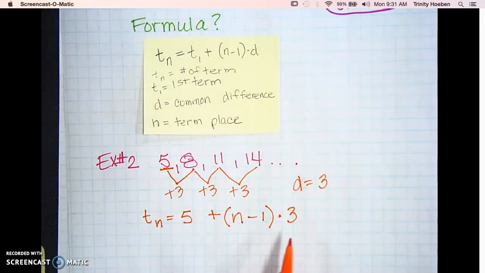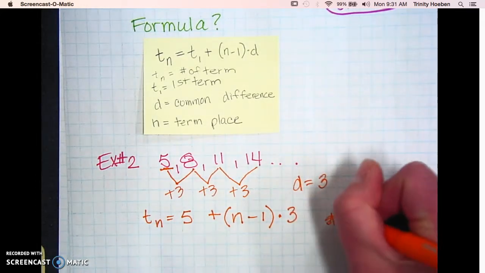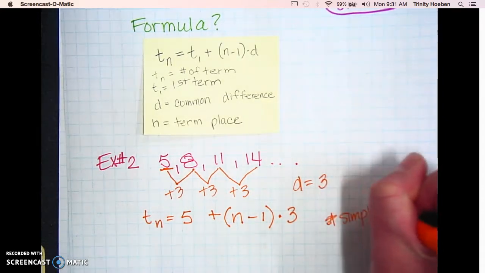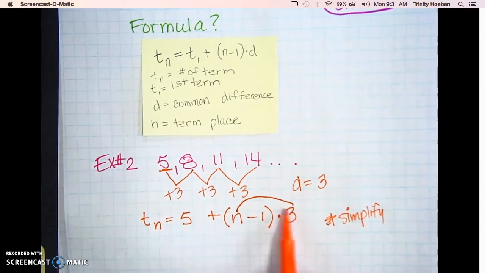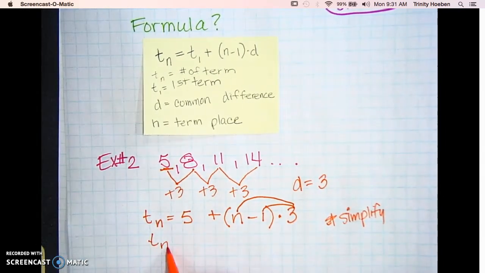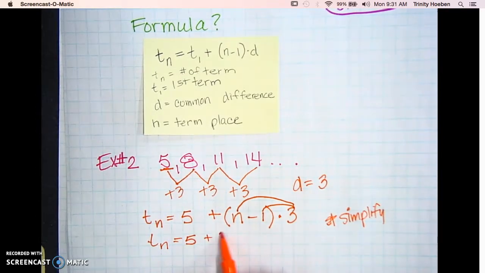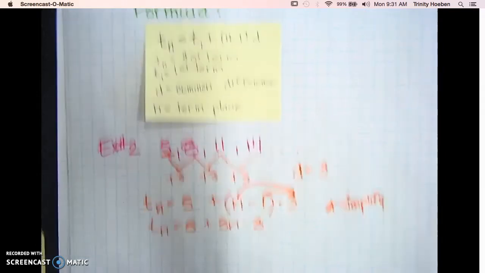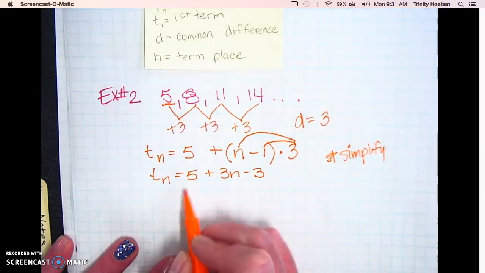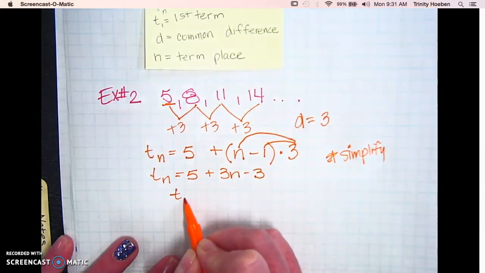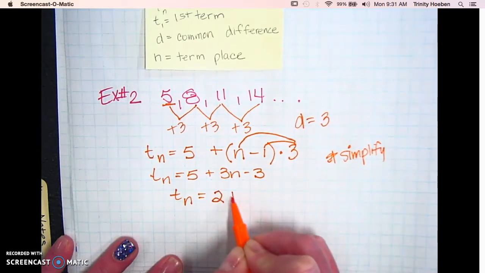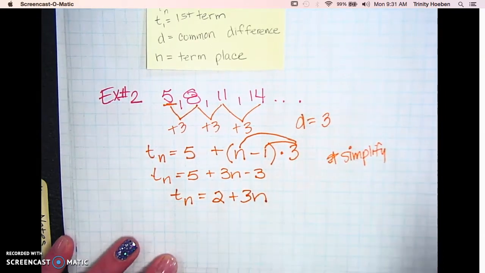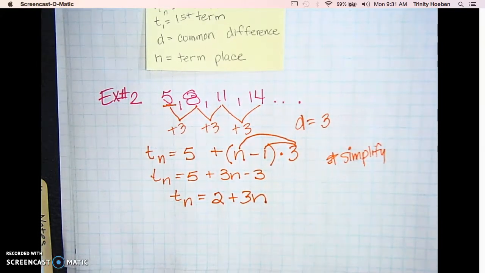All right, so we've got our equation. Now we're just going to simplify a little bit. So if you can simplify at this point, simplify. If you can't simplify, don't simplify. But in this case, I can distribute backwards here. So we're going to have T sub n equals 5 plus 3n minus 3. And then I have a 5 and a 3 that are like terms. So 5 minus 3 is 2. So I'm just going to rewrite it as T sub n equals 2 plus 3n. Or you could say 3n plus 2. Either way, it would work, right?